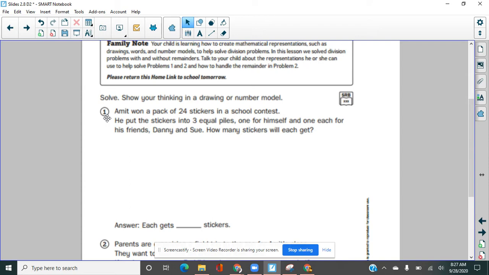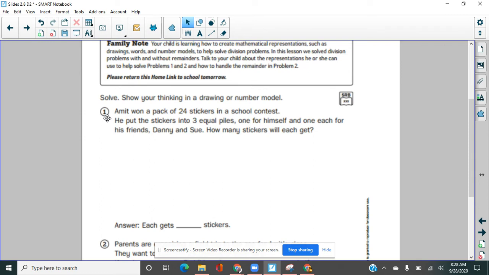He put the stickers into three equal piles, one for himself and one for each of his friends, Danny and Sue. How many stickers will each get? All right, I really want you to visualize this. So they're going to be dividing up these stickers. Are they at school? Are they at their house? Are they outside? In your mind, where are they?